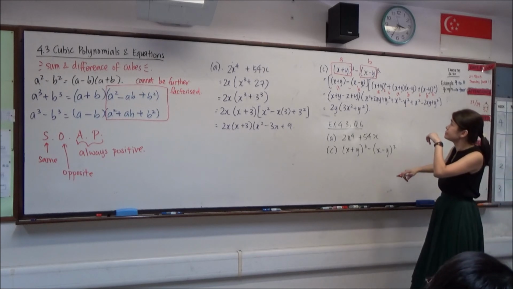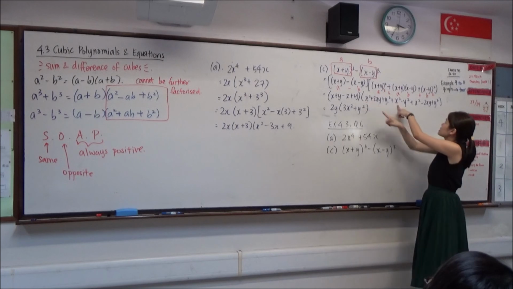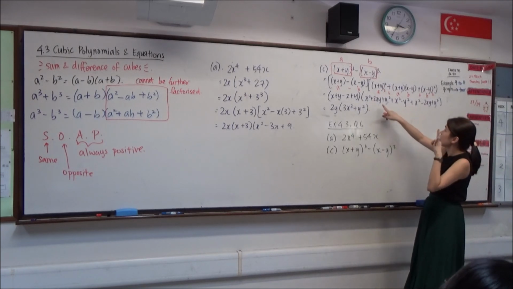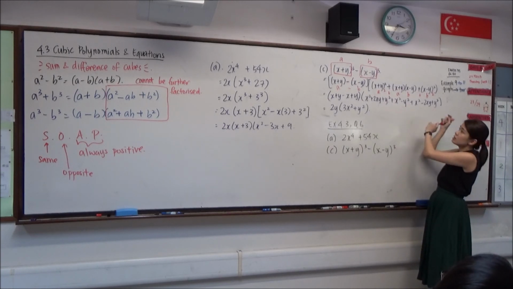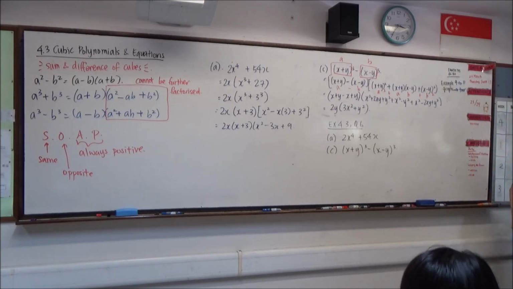Where? This one? No, what? x squared, x squared, x squared. That's 3. 2y squared, y squared minus y squared plus y squared. Oh, so you only have 1 y squared. Okay?